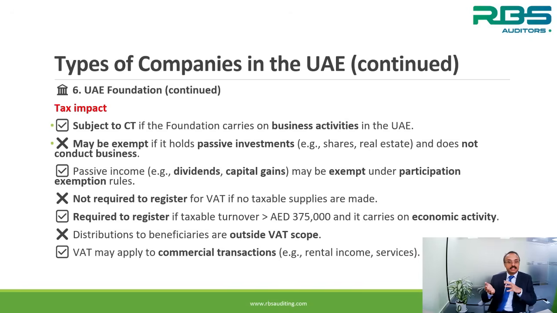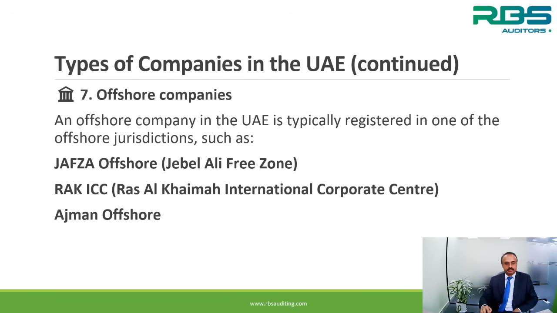For VAT, they are not required to register if there is no taxable supply, and if they are conducting an economic activity, they are required to register above 375,000. Economic activity means if they are conducting any business activity. Income distributed to beneficiaries is outside the VAT scope, and VAT may apply to commercial transactions. If you are doing a commercial transaction with these entities, VAT may be applicable. VAT and CT may be applicable, which means you are conducting business activities.